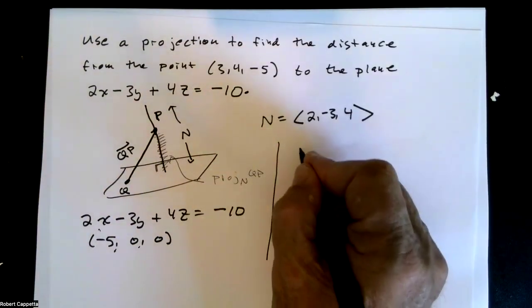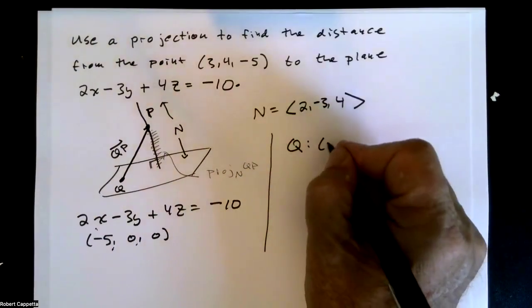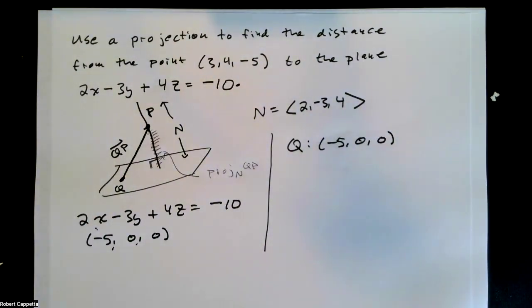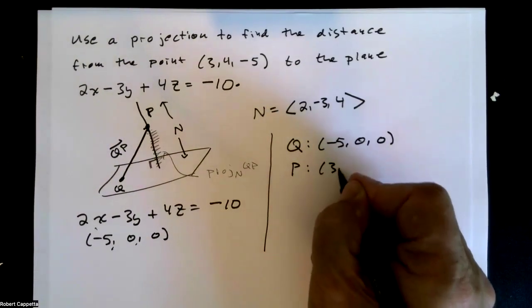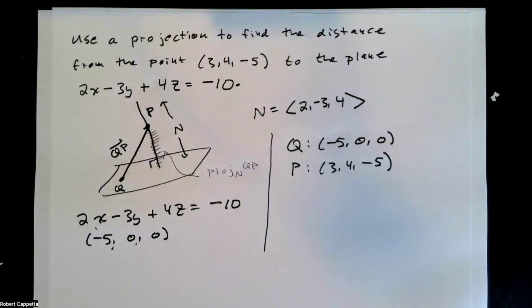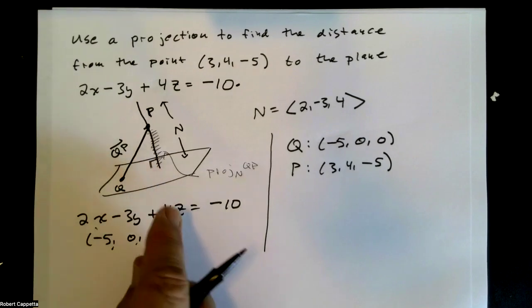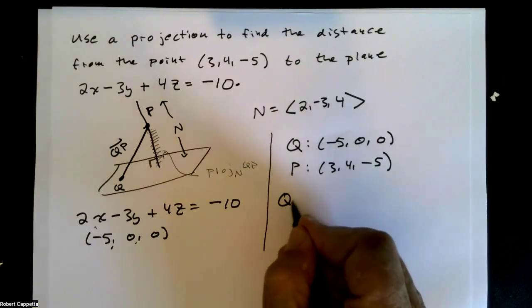So I have point Q is -5, 0, 0. And I have point P is 3, 4, -5. And I do not think the distance from Q to P is the shortest distance from the point to the plane. Seems unlikely. But I can construct that vector QP that I'm going to choose to project onto n to get that distance. So what is vector QP?